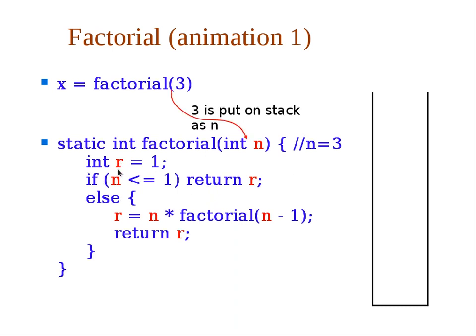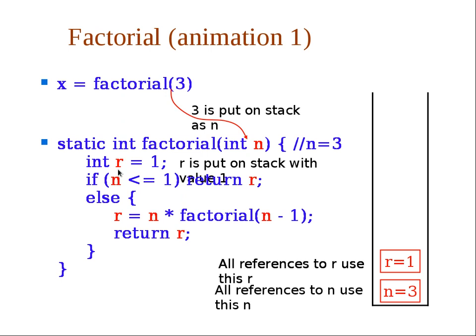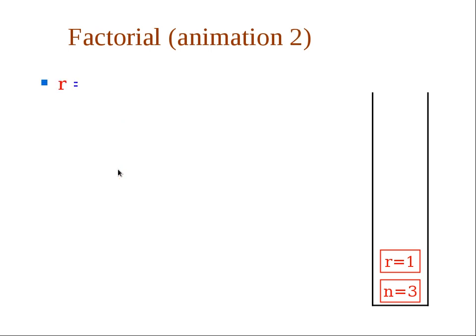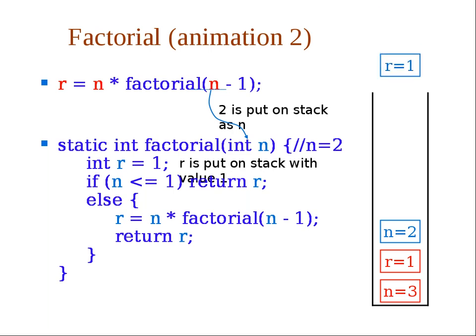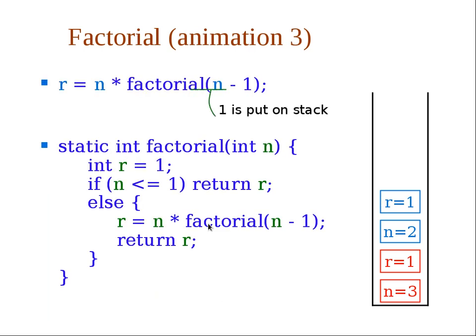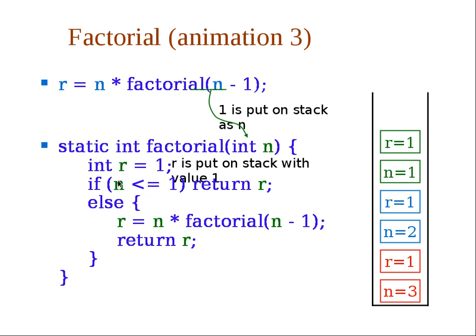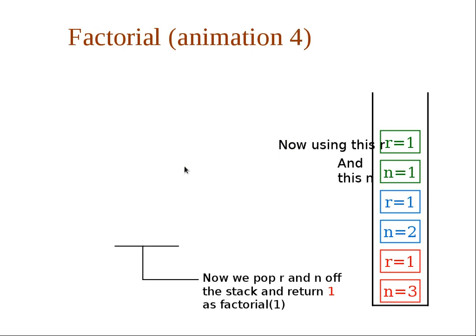R is 1. N is 3. R is put on the stack as 1. Right. Now, part 2. Well, now N is 2. N is put on the stack. R is 1, put right there. And now we're going to recurse again for n minus 1. So n is now 1, but we know r is 1, so we put that on the stack, and we find out that n is less than or equal to 1, so we're going to return 1, which is just r. Now we pop r off the stack and return 1 as the factorial.